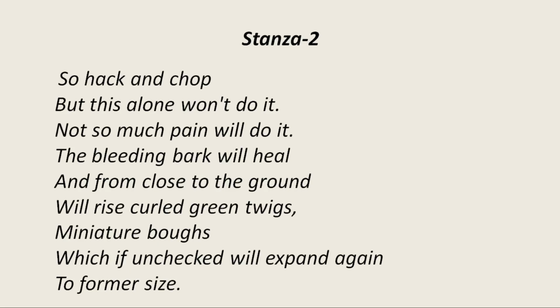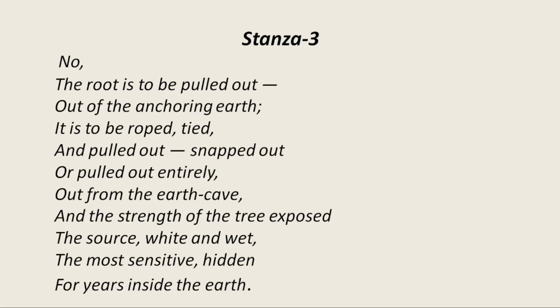And again, small green colored twigs come out of its stems, miniature boughs. Small leaves, small stems and twigs, they again start coming out, which if unchecked will expand again to former size. Former means previous. So if it is unchecked, meaning if some human being attacks it again, it will heal itself, it will expand again and reach its former size.